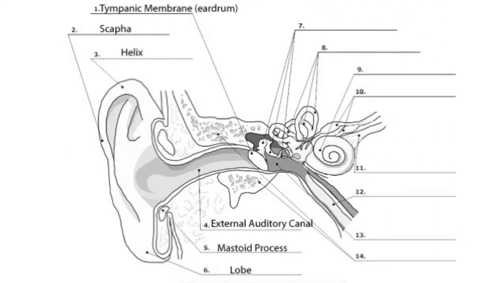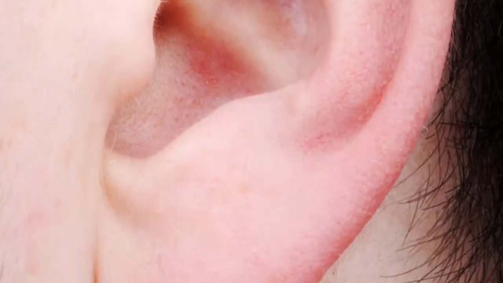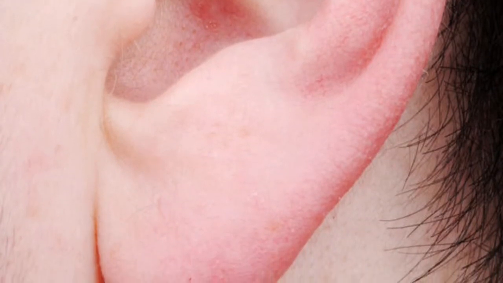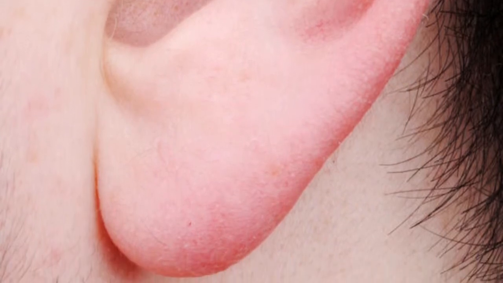The next part of the ear we are discussing is called the lobe. The lobe is the fleshy, lower part of the outer ear that hangs down. It is designed to collect sound waves from the air and guide them to the tympanic membrane.